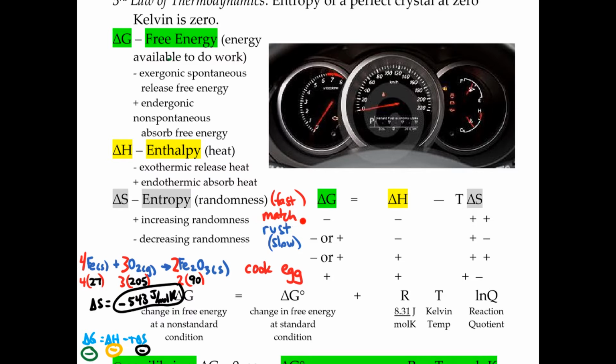So if you think about a match, it's a really good reminder of a spontaneous reaction. So let's look at the symbols for the plus and minus for delta G, delta H, and delta S for this process.